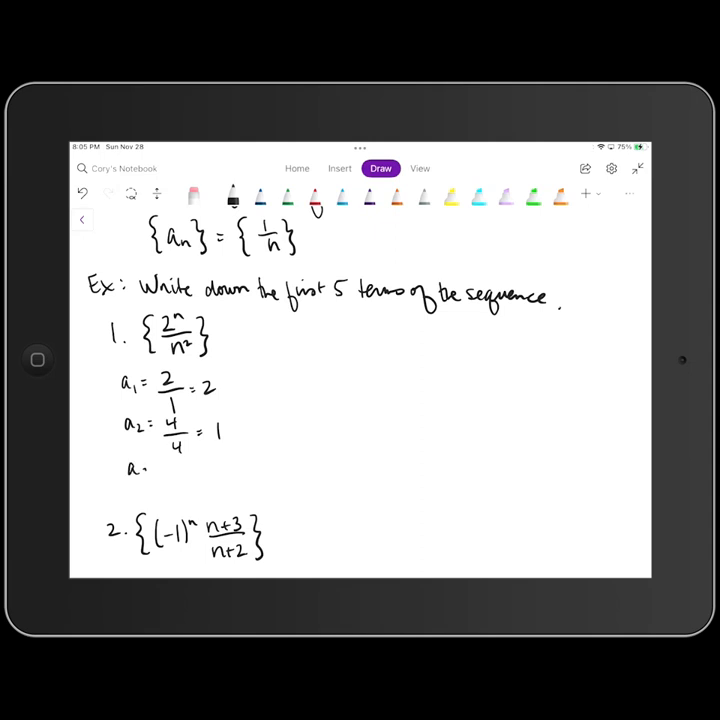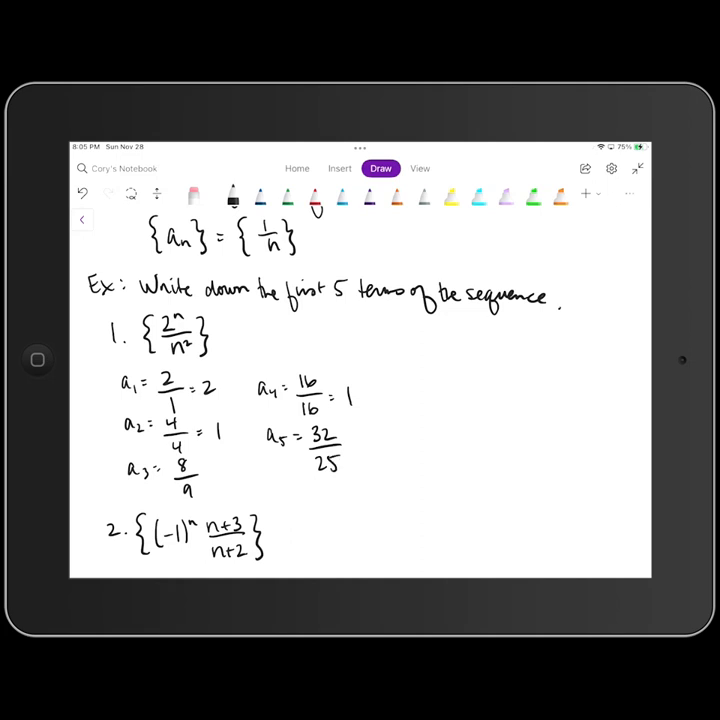The third term, a sub 3, we get by plugging 3 in the place of n. So that's going to be 2 cubed, which is 8, divided by 3 squared, which is 9, and that is 8 over 9. A sub 4 will be 2 to the 4th power, which is 16, divided by 4 squared, which is also 16, and 16 divided by 16 simplifies to 1. And then for the last term, a sub 5, we get 2 to the 5th power, which is 32, divided by 5 squared, which is 25, and 32 over 25. We can't simplify that at all.